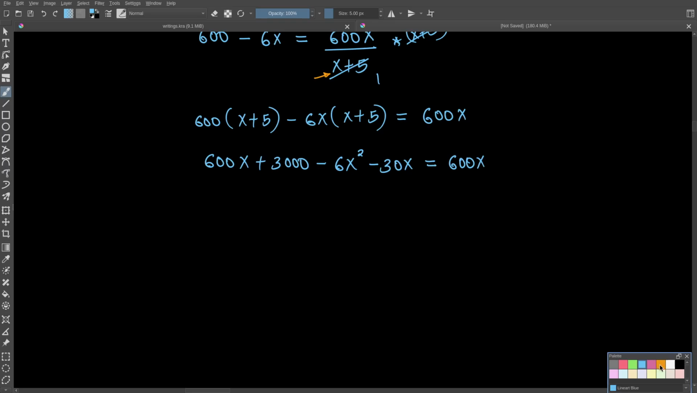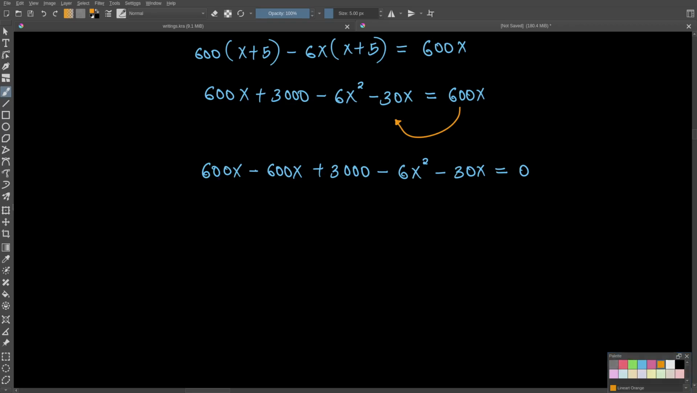so let's take this 600x from the right side and bring it over to the left. So now on the left, we are going to have this 600x that was already there, and when the one on the right comes to the left, it becomes negative. So minus the 600x that we have brought to the left, and then we have plus 3000, and then minus 6x squared, then minus 30x, and all this is equal to now 0.